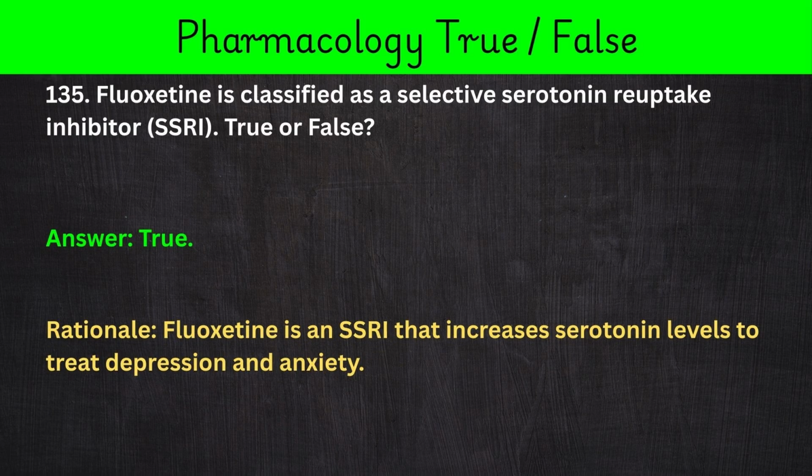135. Fluoxetine is classified as a selective serotonin reuptake inhibitor, SSRI. True or false? Answer: true. Rationale: fluoxetine is an SSRI that increases serotonin levels to treat depression and anxiety.